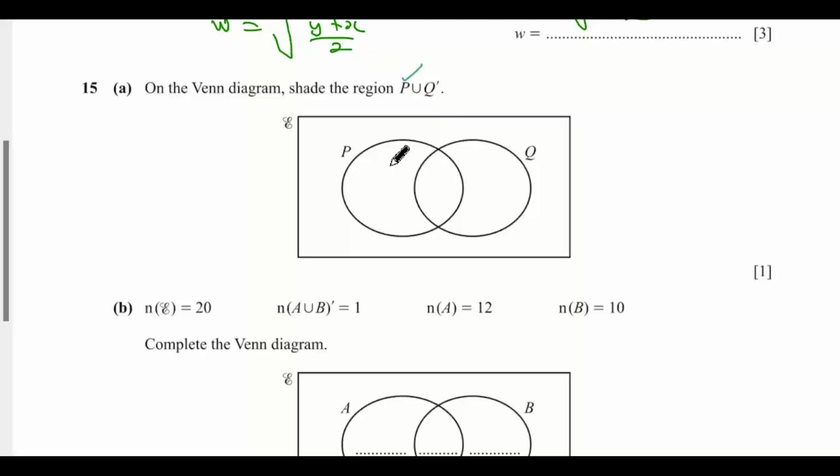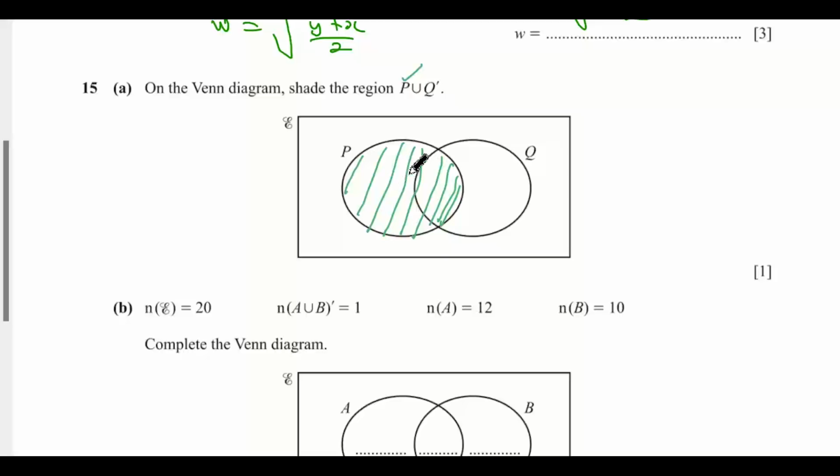Okay, so let's shade the first one. So let's shade the whole of P. So that is the meaning of P here. So you shade this like this, like this, like this, like this. So you shade the whole of P. So be careful not to omit this side, okay, because it is part of P, this particular intersection. So you shade the whole of P.